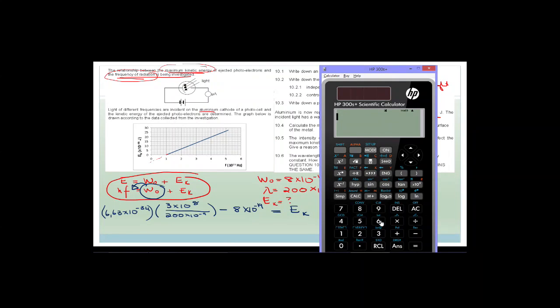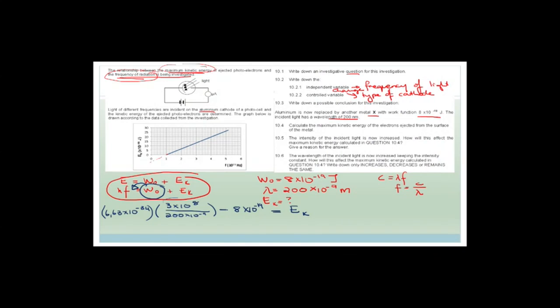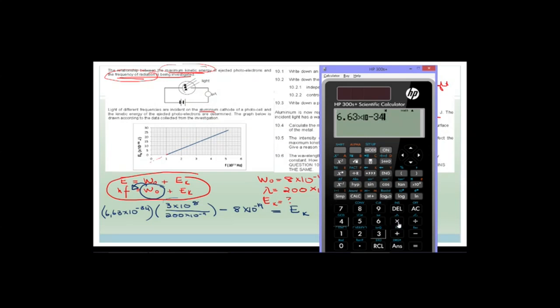So let's do it. It goes 6.63 exponent negative 34. Remember, you find this on your formula sheet, so you don't have to memorize it. Same with the speed of light, 3 times 10 to the 8, it's on your formula sheet. Multiplied by 3 exponent 8, divided by 200 exponent negative 9, equals, minus 8 exponent negative 19, equals 1.945 times 10 to the negative 19.